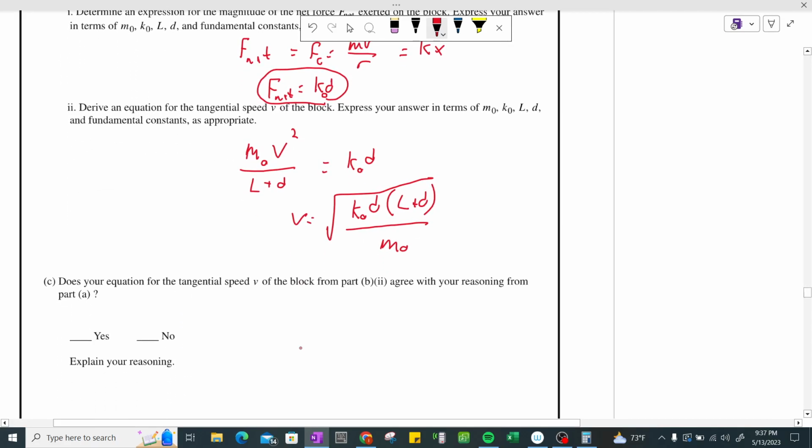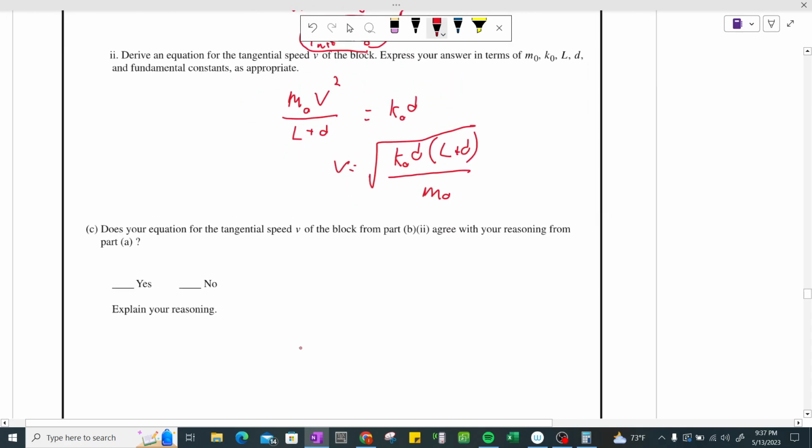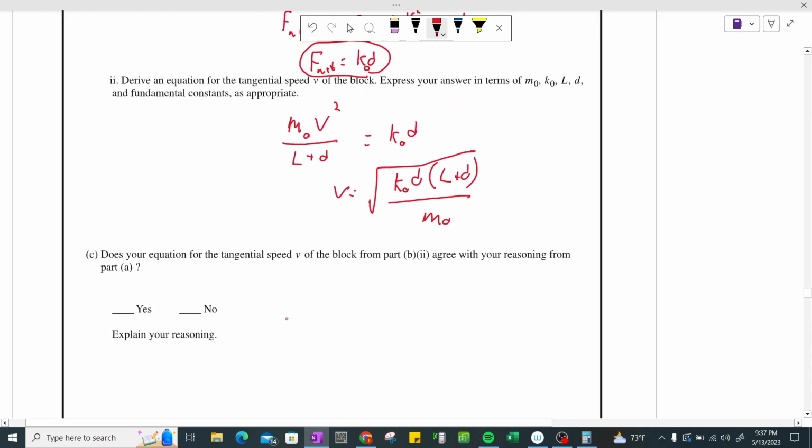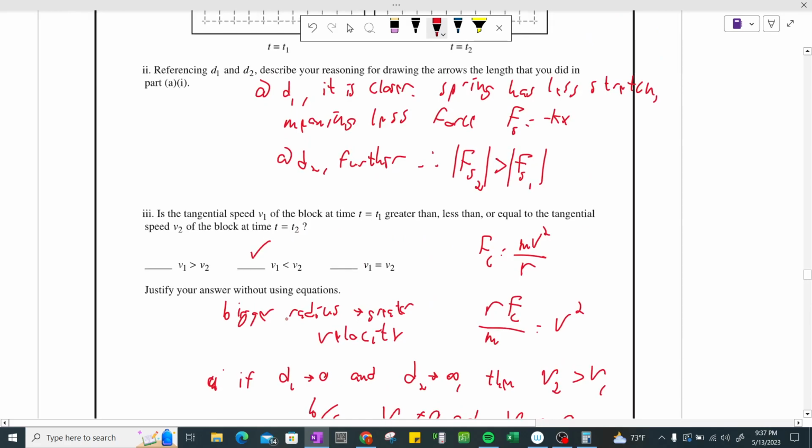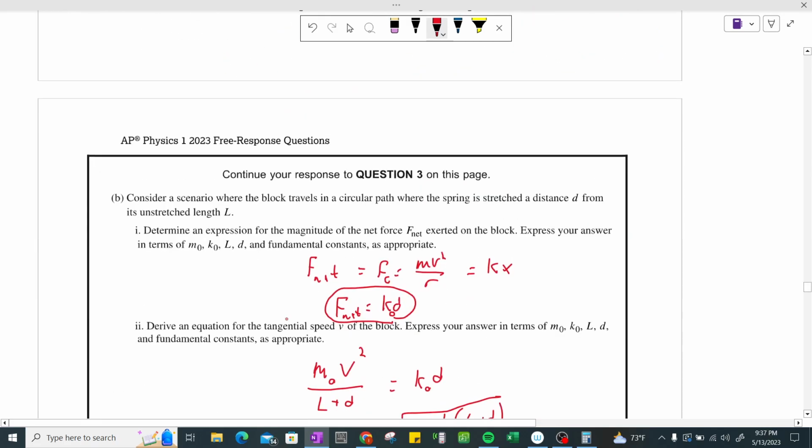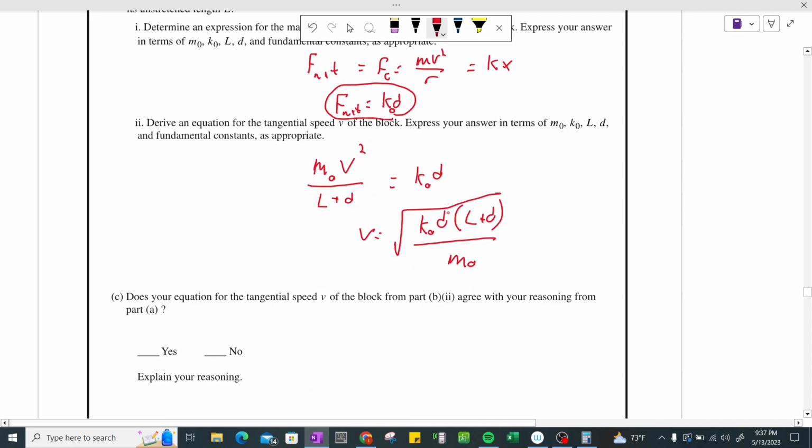C, does your equation agree with your reasoning? So, easiest way to look at this is we reasoned in the other part that our v2 is bigger because the radius is bigger. If we look at this on the top, I have the distance here, and it's actually a squared quantity, so it'll get factored out if we wanted to. Or no, it can't factor out because of the plus. But the big idea is that the spring constant is the same. The mass is the same. The length is the same, but that d is bigger.